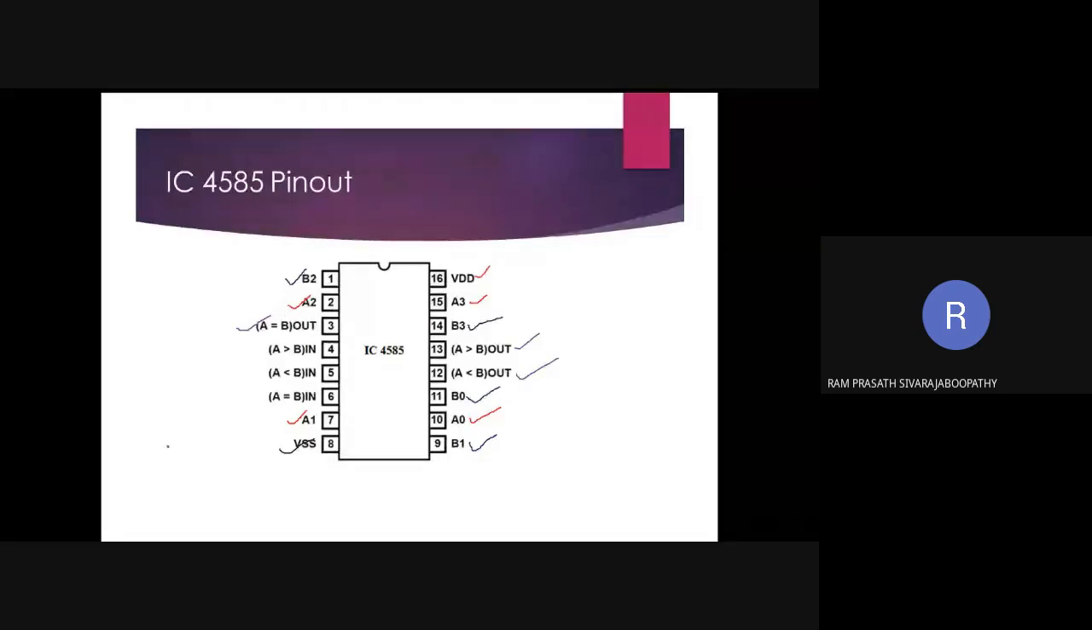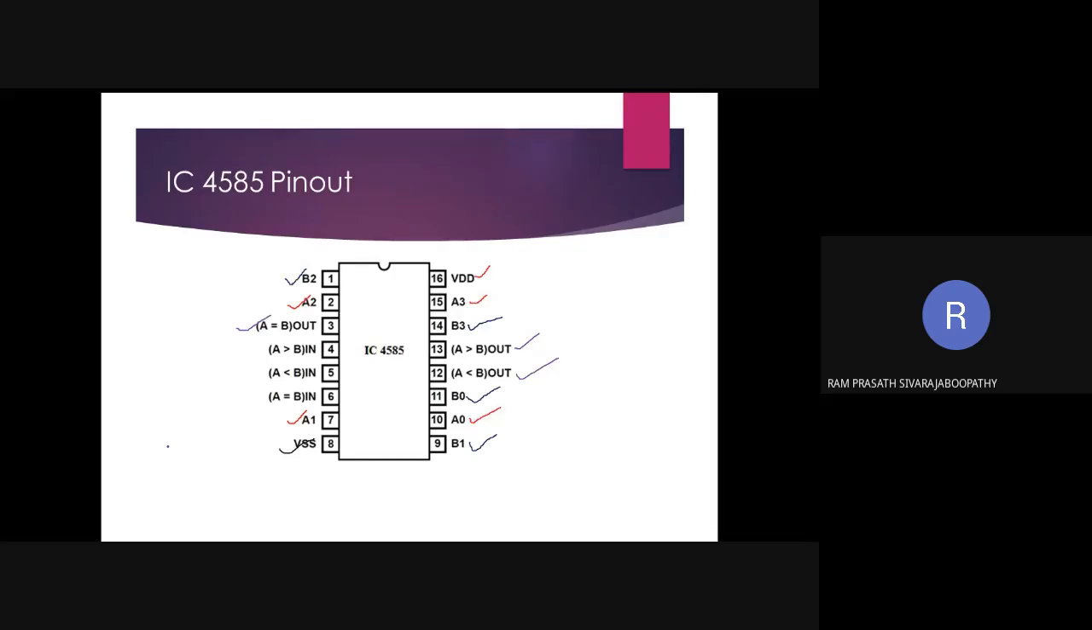Cascading, very good, Srihari. As this IC is a 4-bit magnitude comparator, if I want to design an 8-bit magnitude comparator, we can provide the output of this IC as an input to the next stage. Is it clear for everyone? Yes or no? Are you able to understand what I am saying?